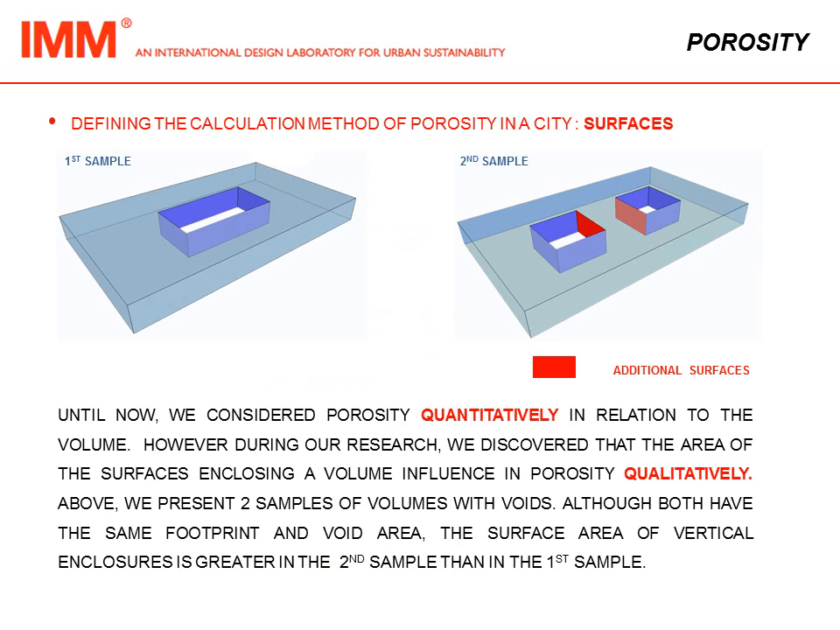Until now, we considered porosity quantitatively, in relation to the volume. However, during our research, we discovered that the area of the surfaces enclosing the volume influences porosity qualitatively. Above, we present two samples of volume with voids. Although both have the same footprint and void area, the surface area of vertical enclosure is greater in the second sample than in the first sample.